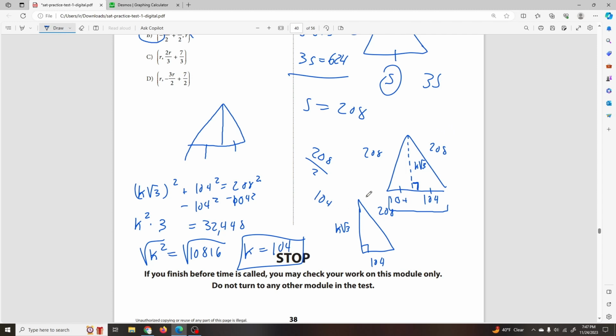Then, you treated this as its own little triangle. You remember the Pythagorean theorem that a squared plus b squared is equal to c squared. So k radical 3 plus 104 squared is equal to 208 squared. You evaluated this side, right? You got this big number. And you squared this, right? K times radical 3 squared is equal to k squared times radical 3 squared, which is k squared times 3. Then you divided both sides by 3. And then you found the square root of k squared, which was the square root of this big number. And you got k is equal to 104.